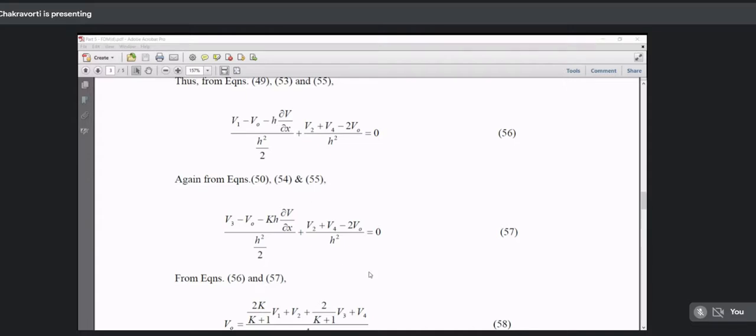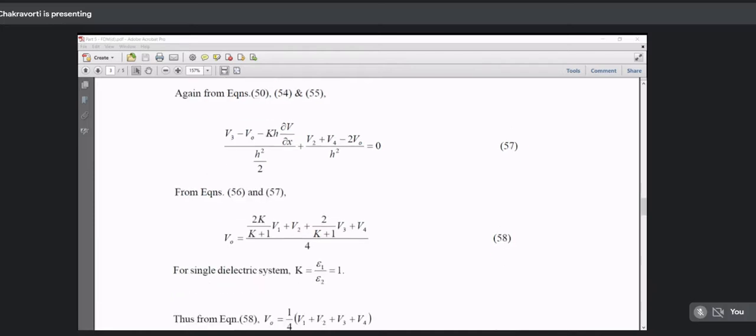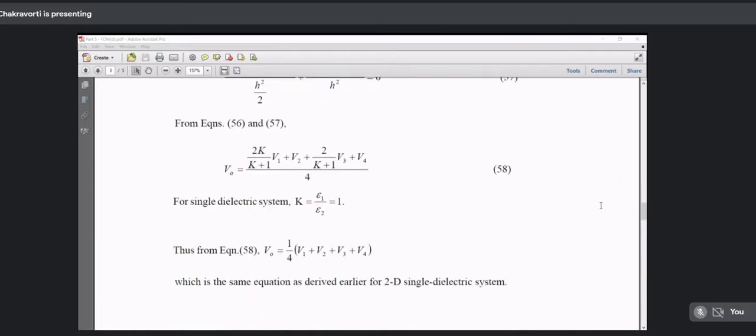Now I have two equations and a term del v del x, so it will be easy to eliminate that. So we eliminate it and do the algebra, and we get equation 58, in terms of, again, all the electric potentials and the dimensionless quantity K. So it's a linear equation and a scalar equation. And if you put epsilon 1 equal to epsilon 2, it becomes a single dielectric system. So equation 58 reduces to the equation which you have done already.